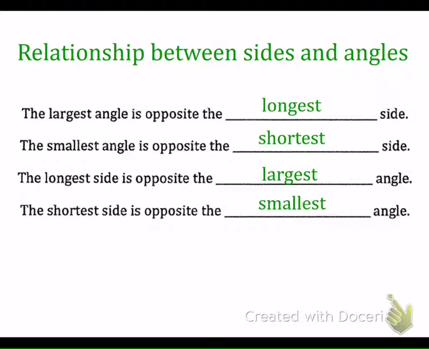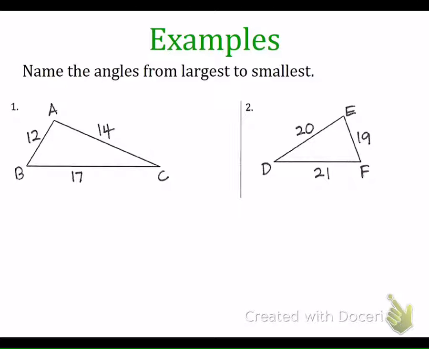So if I give you all the angle measures, you could order the sides from smallest to biggest. If I give you all the sides, you could order the angles from smallest to biggest. So in this one, you are given the lengths of the sides. And now we're going to order the angles. So I want the angles from largest to smallest.